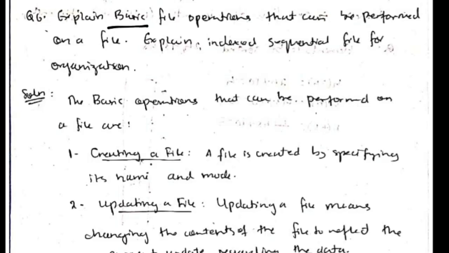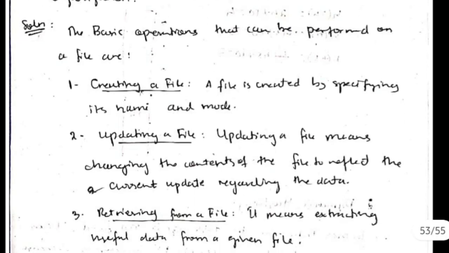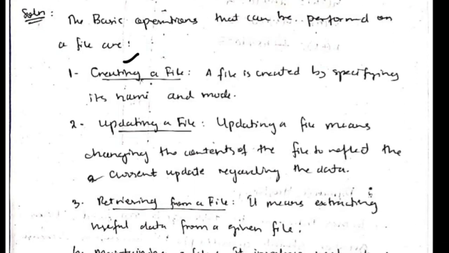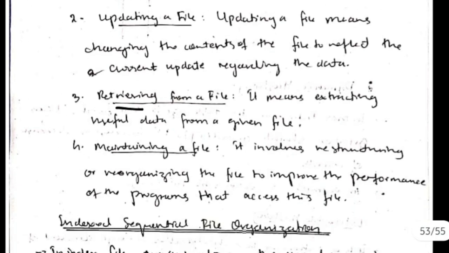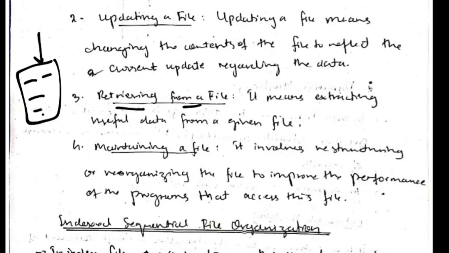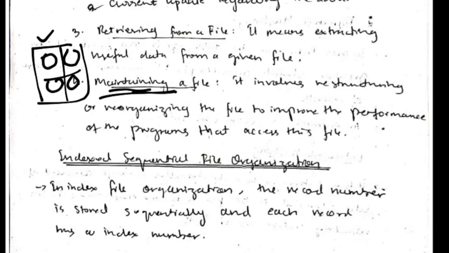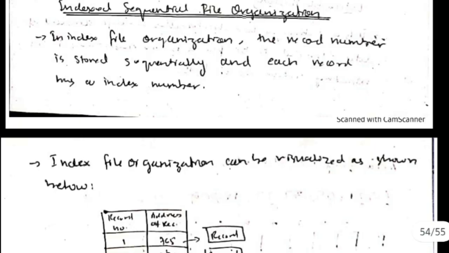What are the basic file operations that can be performed on a file, and explain index sequential file organization. There are 4 basic operations. Creating a file: we will create a file by using the name and the mode. Updating a file means updating the values which the file has. Retrieving from a file means the file has a lot of data, so if you want a particular word, that retrieval is known as retrieving from a file. Maintaining a file means organization of the data inside the file.